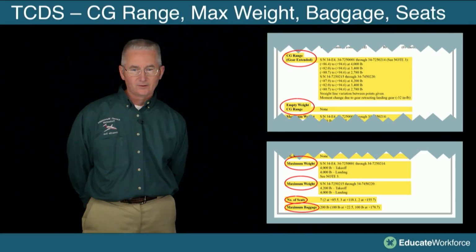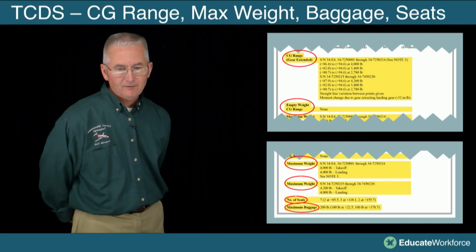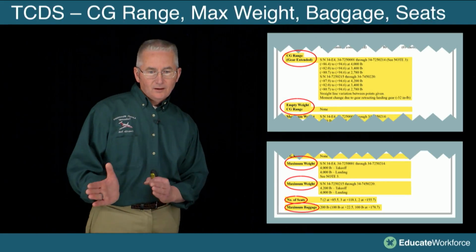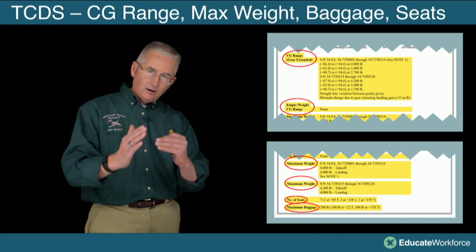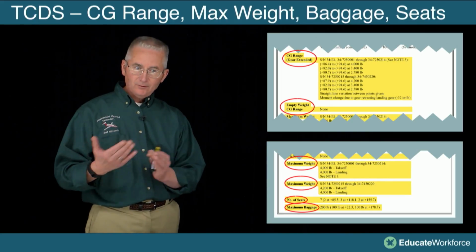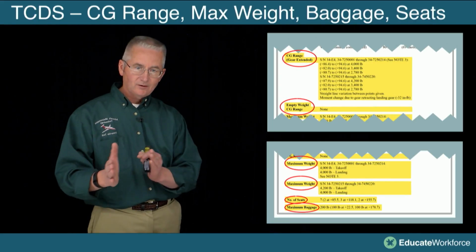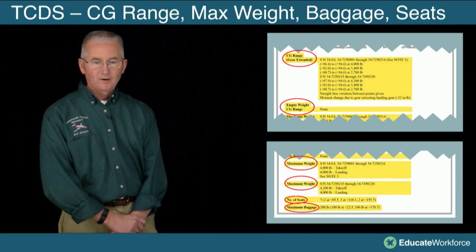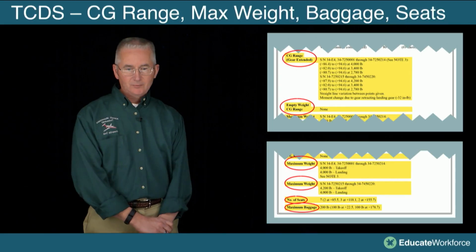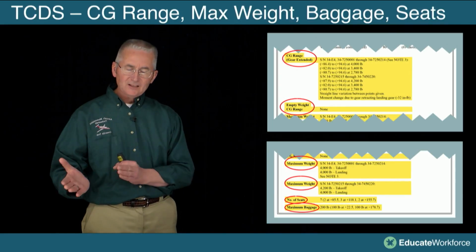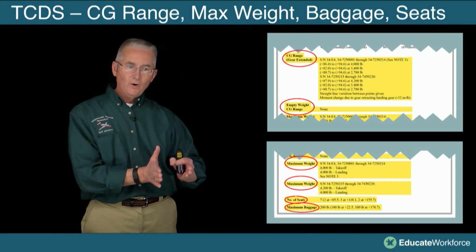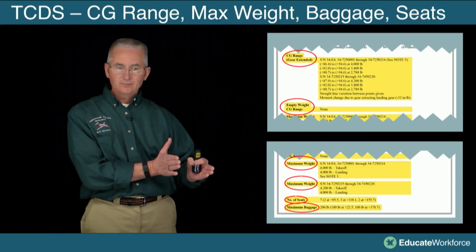As we go down further, it's going to give us a center of gravity range for the aircraft with the gear extended. And sometimes it makes a difference whether the gear is extended or retracted. With the gear retracting, the center of gravity can move one direction or another. It's going to give us the empty weight. It's going to give us the maximum weight. What is the maximum weight that that aircraft can safely fly?